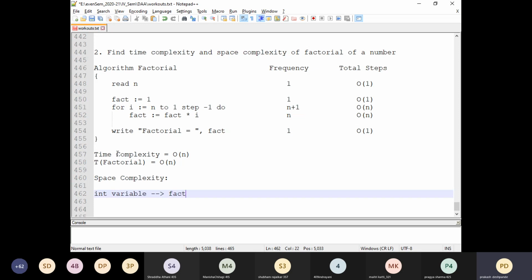What are those? Start from the first line. Say there is an n. Then we have a fact. So we can write fact as the second one. And then we have I also. So I. Okay. Then how many constants are there?